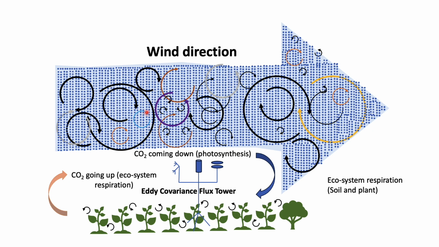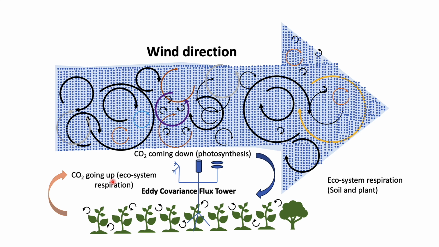So here is a pictorial diagram of how the eddy covariance actually happens. The wind direction is from left to right, and the arrows you see are where the wind is actually flowing. One is the carbon dioxide coming down due to photosynthesis, another one is carbon dioxide going up due to the ecosystem respiration. So both things happen simultaneously.